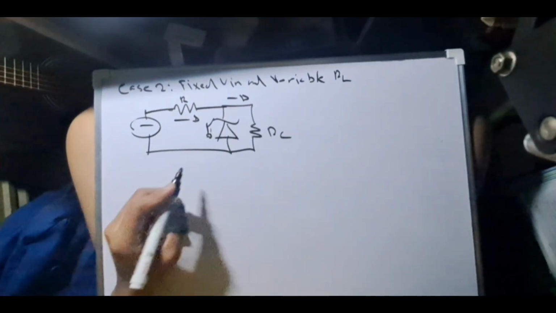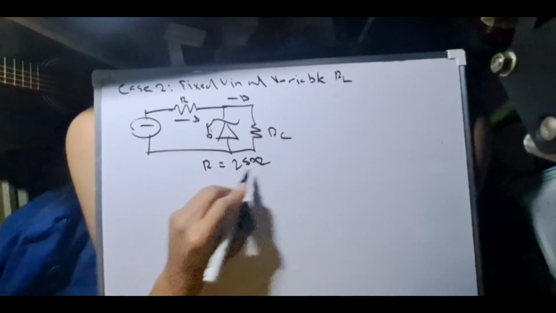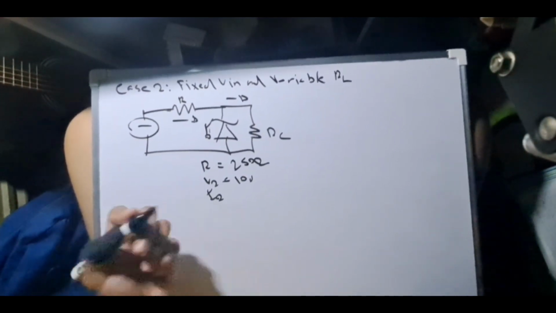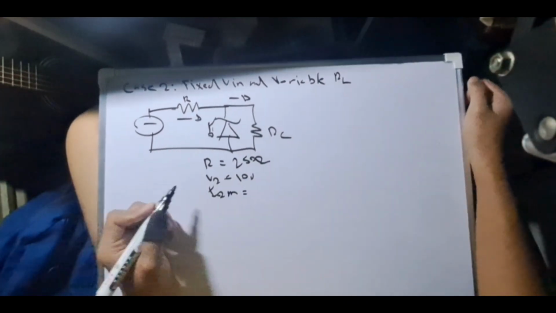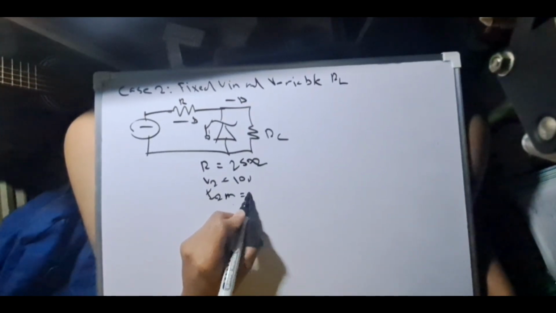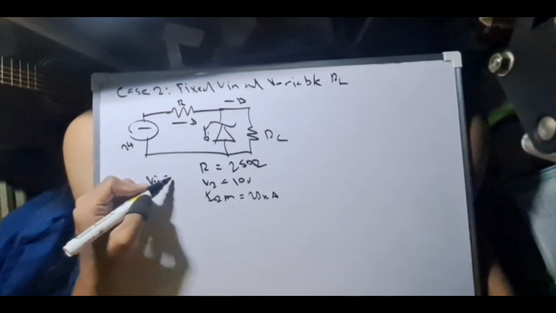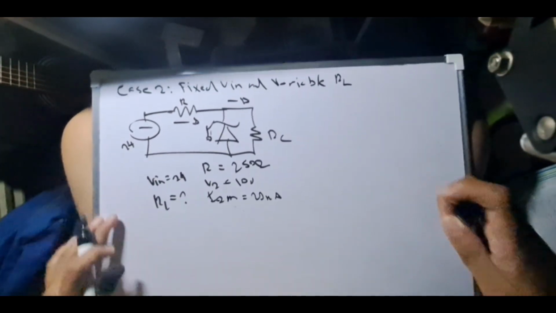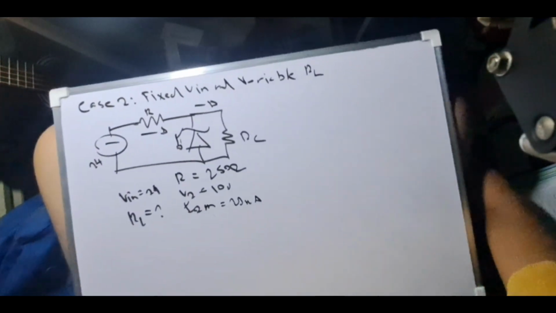The problem here is you already have a value of R, let's say 250. Of course you have VZ of 10 volts, and IZ, whether maximum or minimum. Let's just denote it as IZ. If only IZM is written, it is automatically the maximum. So 20, we have Vin of 24 but you don't have RL. So let's find the minimum resistance that activates the Zener.